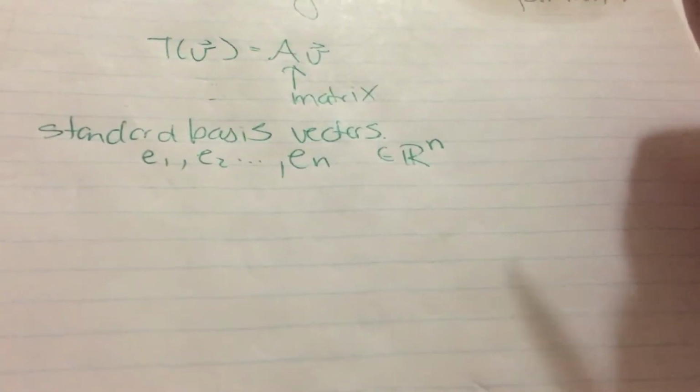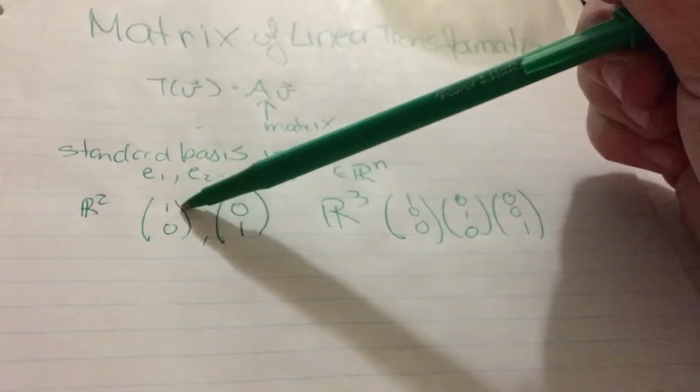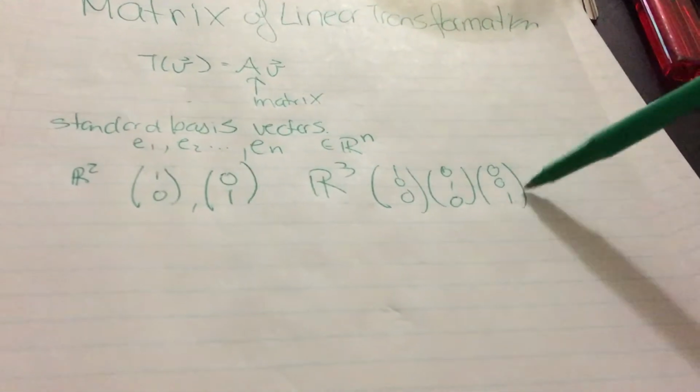Well, one thing we need to know is what the standard basis vectors are. We call these E1, E2, up to En whenever we are in R^n. Okay, and so what they look like, for example, if we're in R2, we're just going to have (1, 0) and (0, 1). If we're in R3, we're going to have (1, 0, 0), (0, 1, 0), and (0, 0, 1). So they're just ones in each row and then zeros everywhere else.